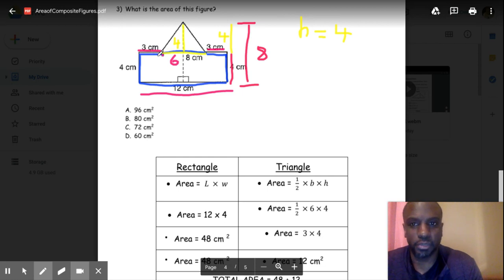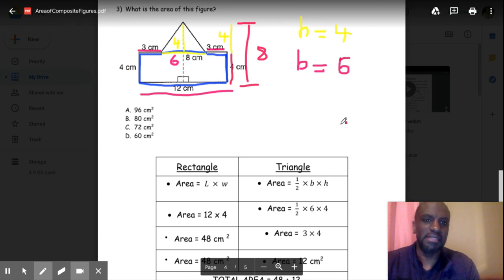Let's look at this. 3 plus 6 plus 3. 3 plus 3 is 9. 9 plus 3 is 12. That means this is 12. So that means my height is 4 and my base is 6.